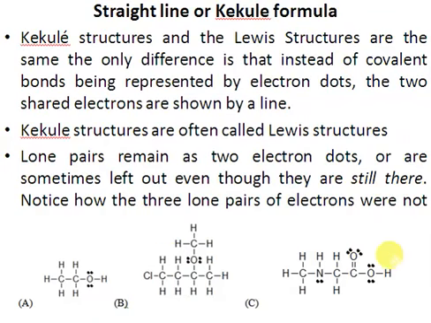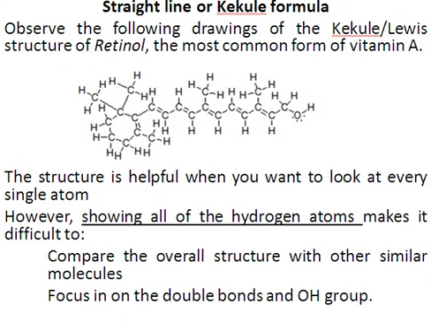So this is a condensed formula. You can see whenever there's a lone pair, we represent it as two dots, and whenever there's a bond, that is represented by a line. Normally the condensed formula and the Lewis formula are considered the same. There are very slight differences between them, but most of the time people consider them the same thing.